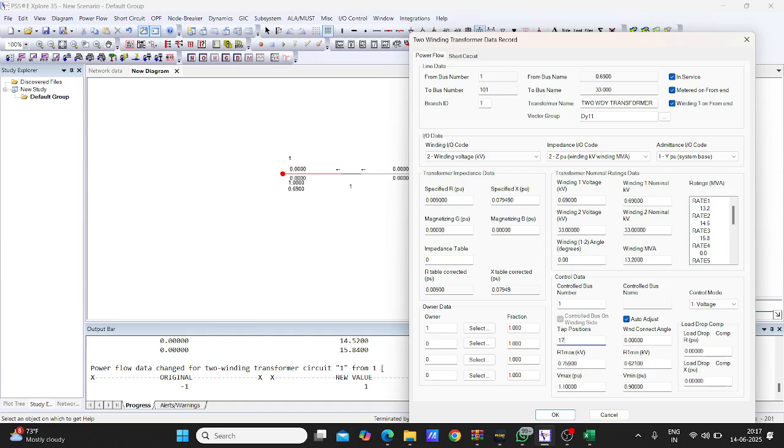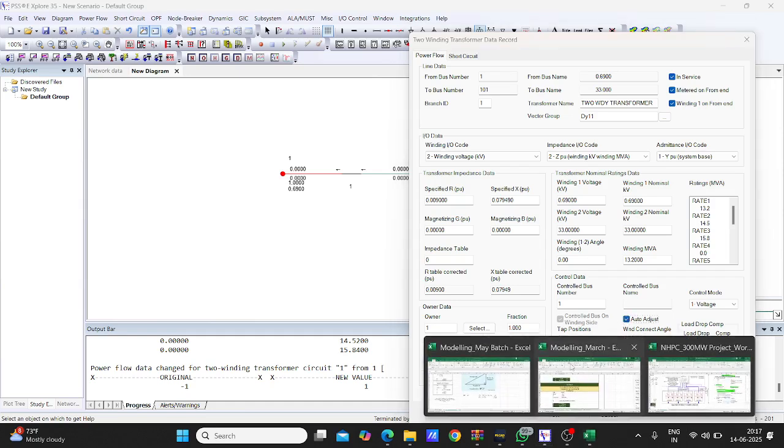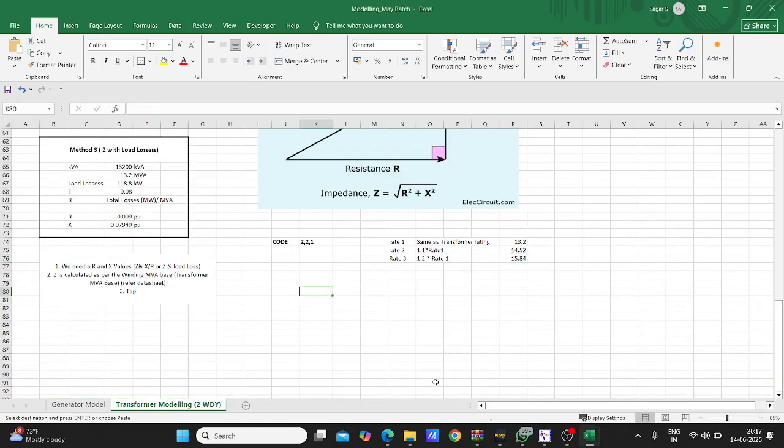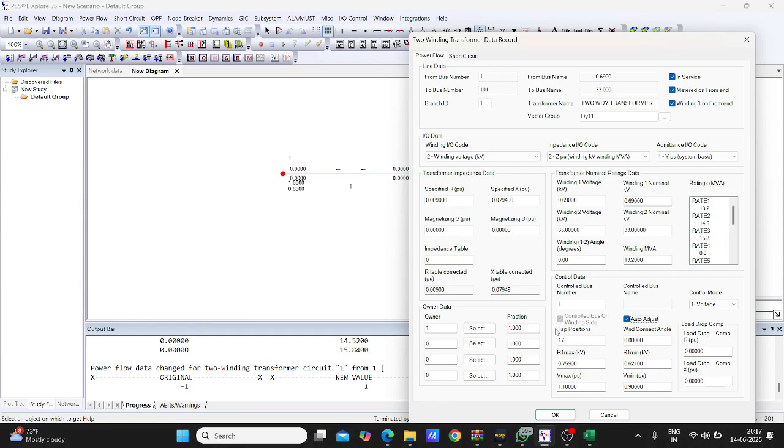But if I want to do that, what are the things I need to concentrate on? If it is a fixed tap, you should not go for this auto adjust. If it is an OLTC, then you have to go for auto adjust. So your auto adjust is helpful. Control data alone, I can take separately.